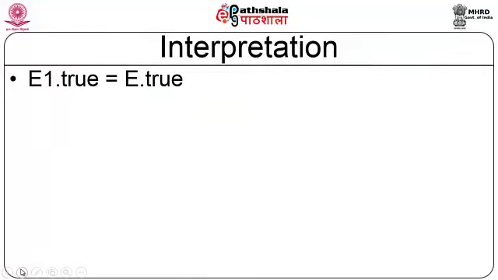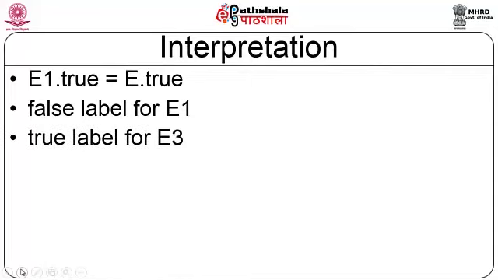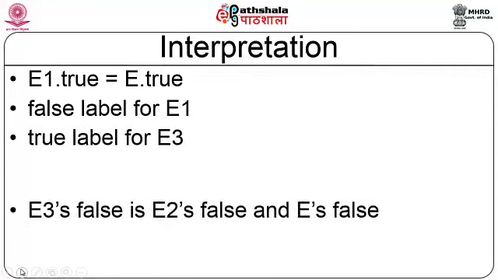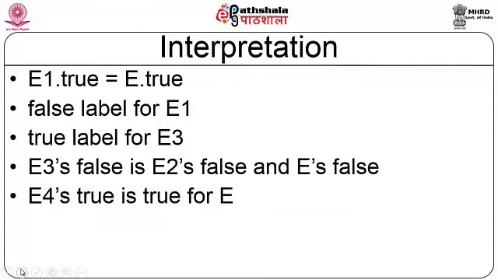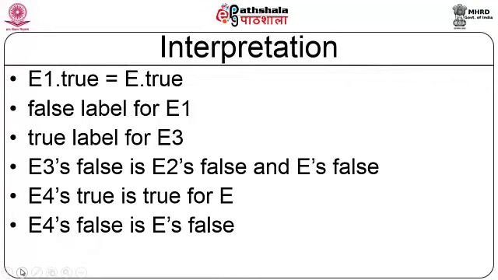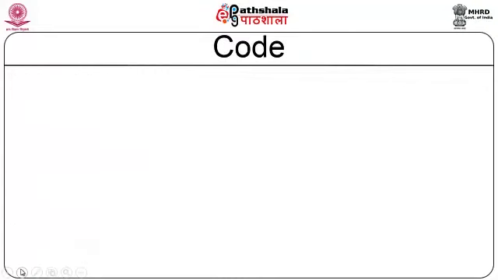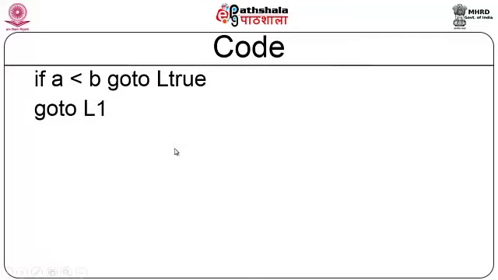So the interpretation is E1.true is E.true. So you have to generate a false label for E1 and you will have a true label for E3, and E3 false is E2 false, and hence E is false, and E4 true is true for E, and E4 false means the entire expression is false. So this will be the corresponding code. If A is less than B, go to L true, that is the entire expression's true value, and then go to L1 if it is false. L1 will be evaluating the next expression.